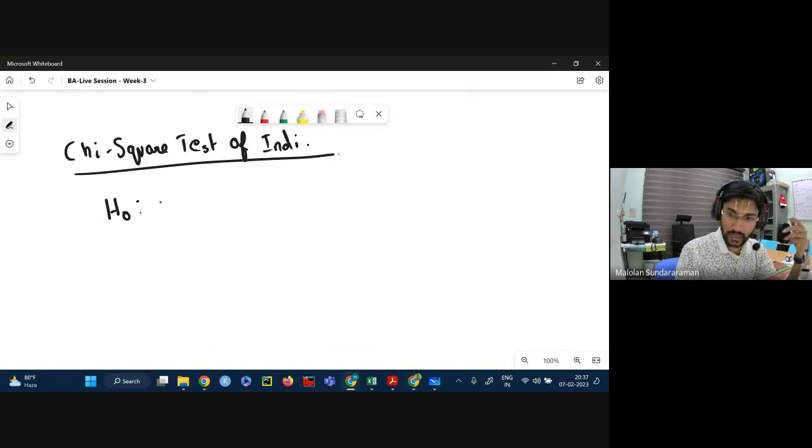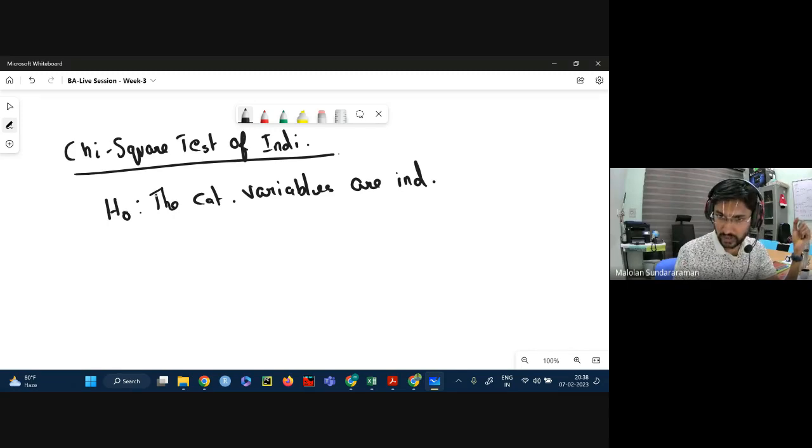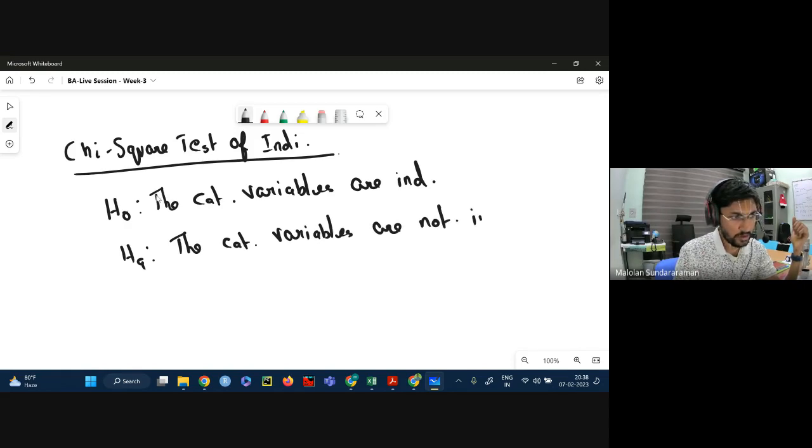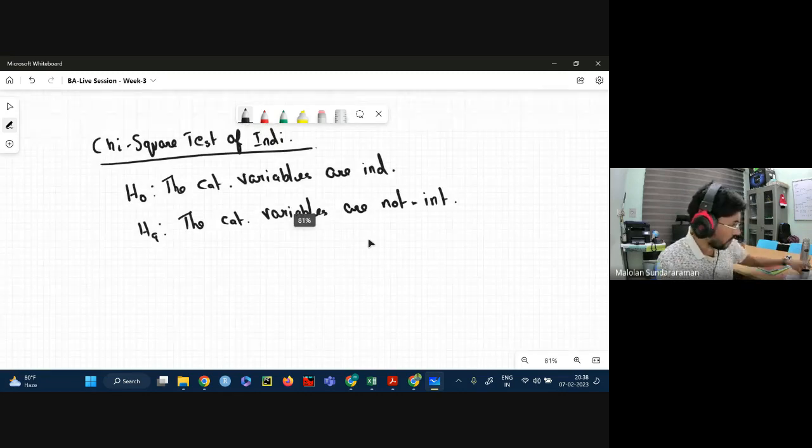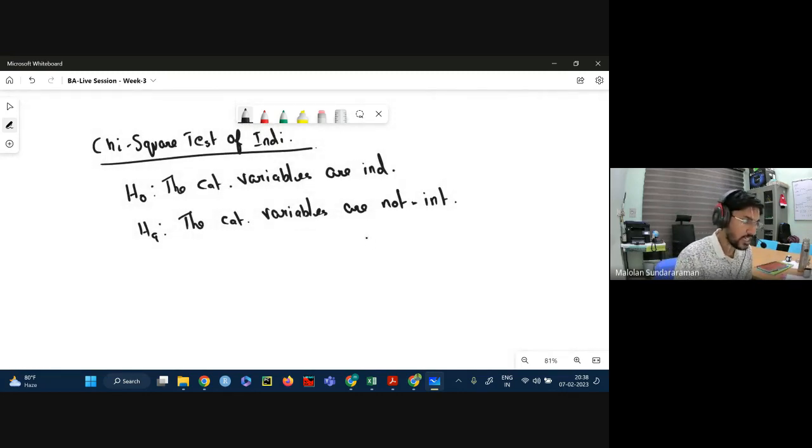So our null hypothesis is that the categorical variables are independent. And the alternative is that the categorical variables are not independent. Obviously. Now, for the rejection criteria.